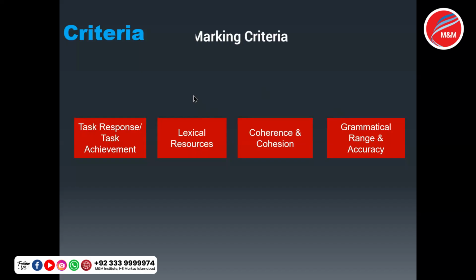Your IELTS writing will be tested on four criteria. The first one is task response. The second one is your lexical resources. The third one is coherence and cohesion. And the fourth one is your grammatical range and accuracy, right? So these are the four areas on the basis of which your writing will be marked. In this class, we are going to discuss these four areas in detail.